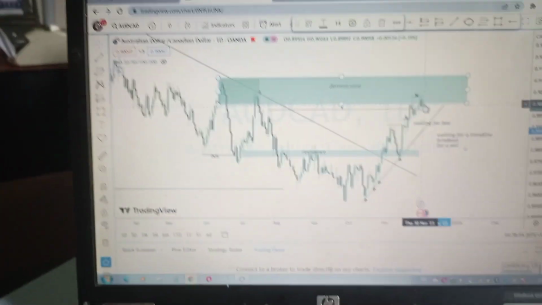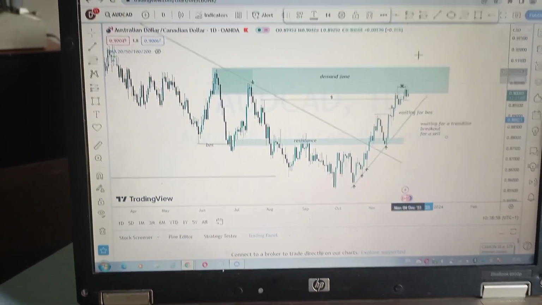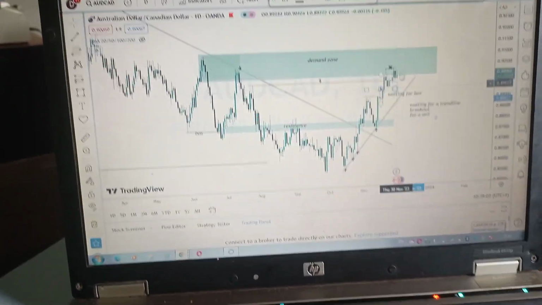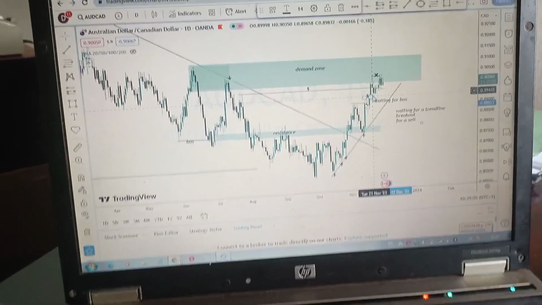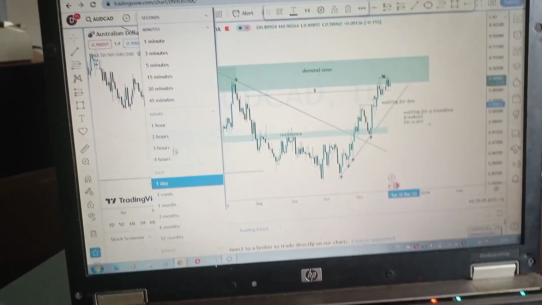So I'm not doing anything. What I'm just doing here is waiting to see if this demand zone is going to be respected or if it's going to be invalidated. So if I get a break of structure, let me bring this time frame to H4.